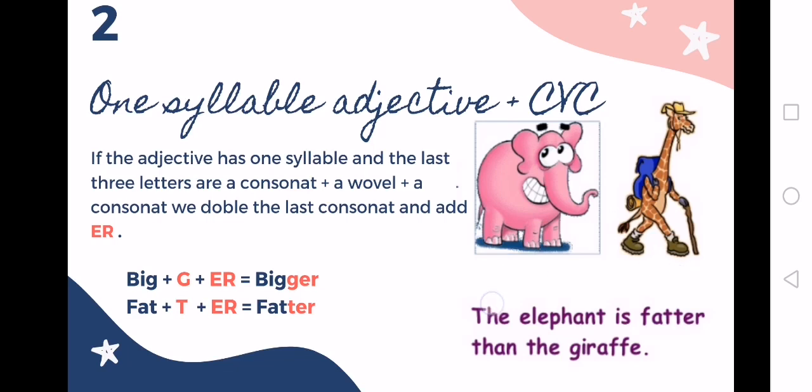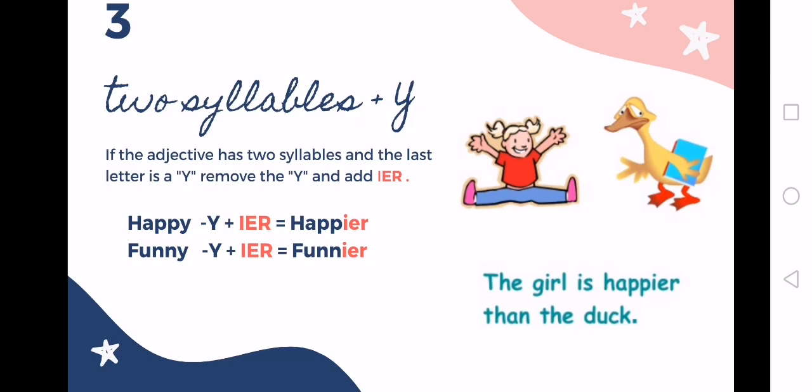Number three, two syllables plus y. If the adjective has two syllables and the last letter is a y, we need to remove the y and add ier. For example, we say happy, two syllables. So we need to remove the y and add ier. Happier, funny, funnier. The girl is happier than the duck.